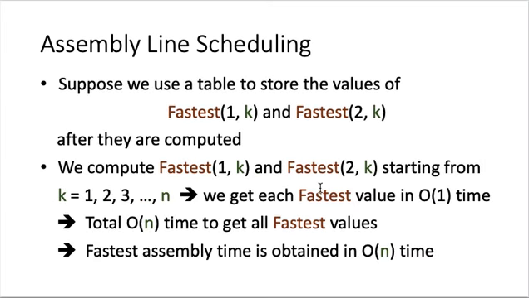So that means that each of these fastest values can be computed in constant time, and there are order n of them to compute, so order n time to get all the fastest values. Which means that the fastest assembly time can be obtained in linear time.